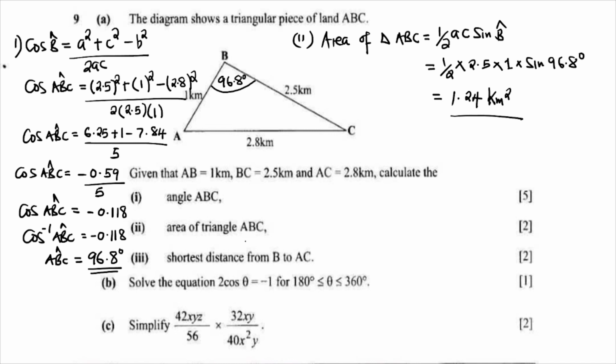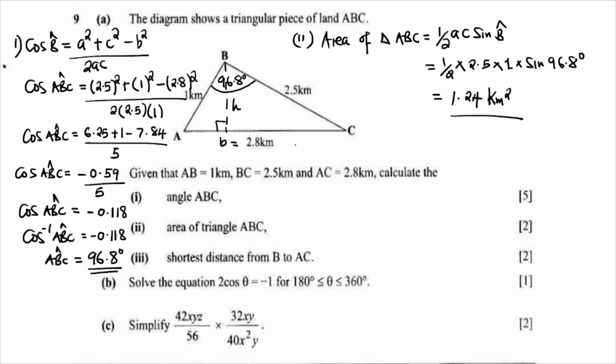Now we can look at the next part, which is the shortest distance from B to AC. This shortest distance from B to AC touches the AC at 90 degrees. So this ceases to be a non-right angled triangle; it's going to be a right angled triangle. The AC becomes our base, which is 2.8, then the shortest distance becomes our height.